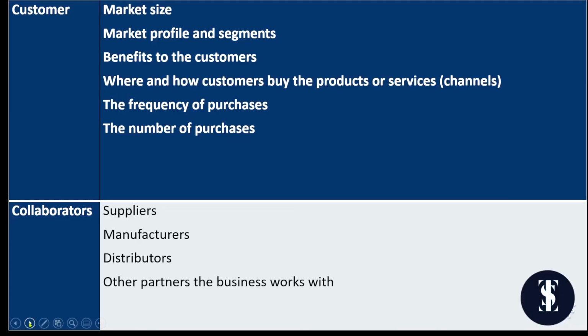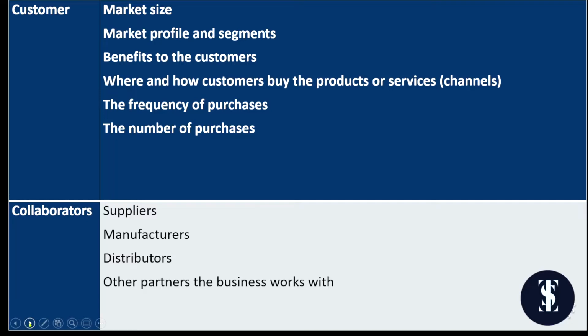Customer. What's the market size? What is the market profile and the segments? What are the benefits to the customers? Where and how do customers buy the products or services at the moment? So the channels. What is the frequency of purchases? So how often do they buy? And what is the number of purchases? So how many do they buy when they buy?